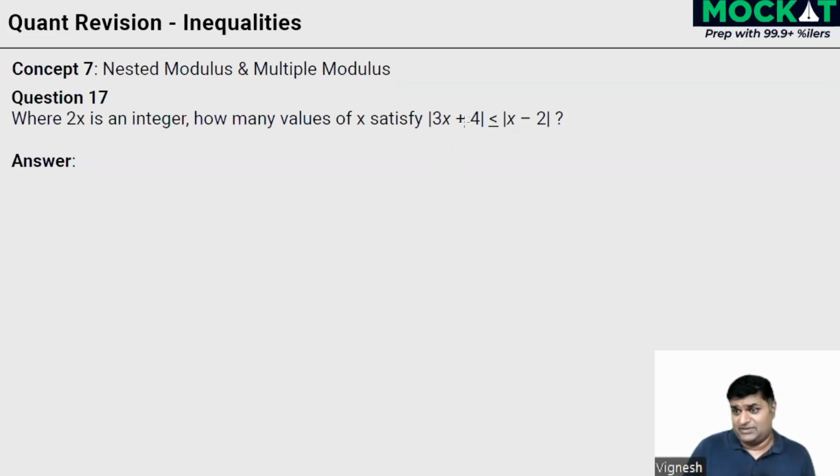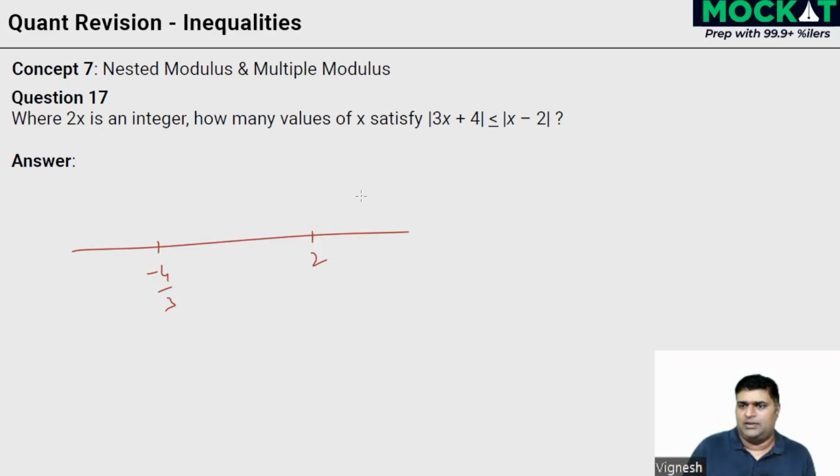Now, these questions where we have two different modulus, right? And you have a 3 as a coefficient here, 1 over here. Just go in for plotting the points. Deflection points or roots over here is going to be x is 2. Here is minus 4 by 3. So minus 4 by 3 and 2.